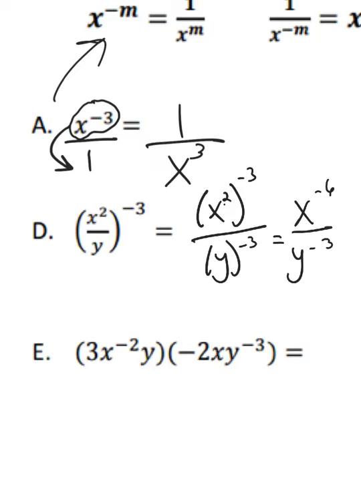Now I have 2 negative exponents, so that means I have 2 things that need to be moved. This needs to be moved down in order to make that -6 positive. This has to be moved up to make that -3 positive. I'm going to have y to the 3rd power over x to the 6th power.